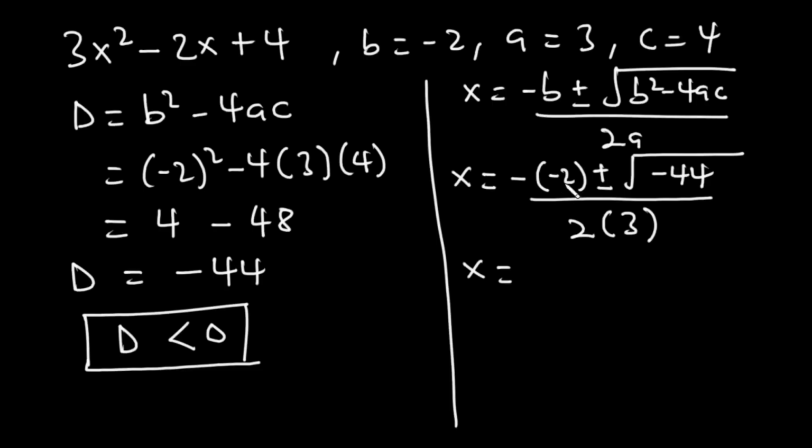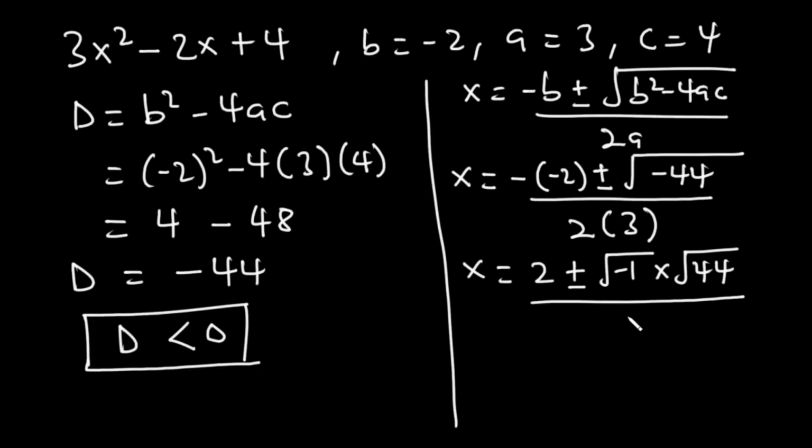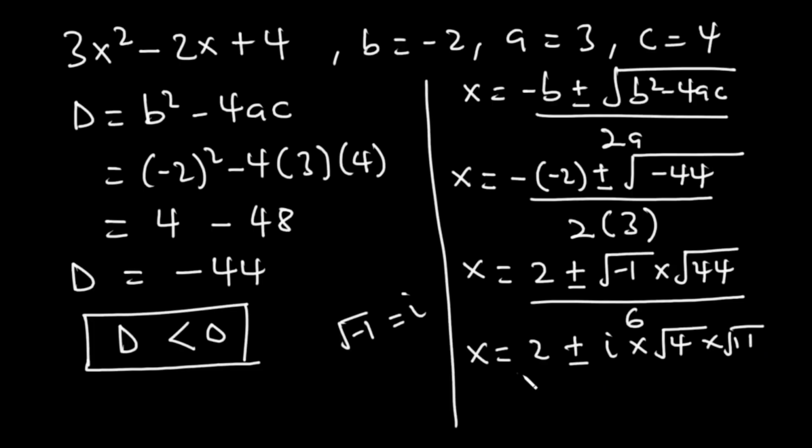Negative 1 times negative 2 is 2, so plus or minus the square root of negative 44, but we can separate that to have square root of negative 1 times square root of 44 divided by 2 times 3, which is 6. So we can have x is equal to 2 plus or minus. Now the square root of negative 1 is equal to i. So we have i times, and then the square root of 44 is square root of 4 times square root of 11 divided by 6.